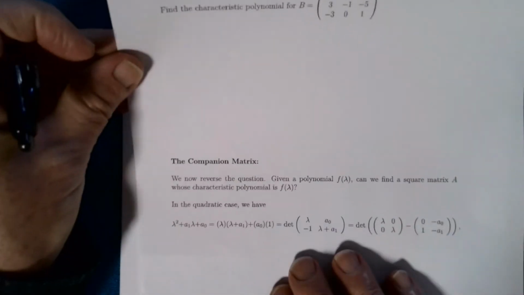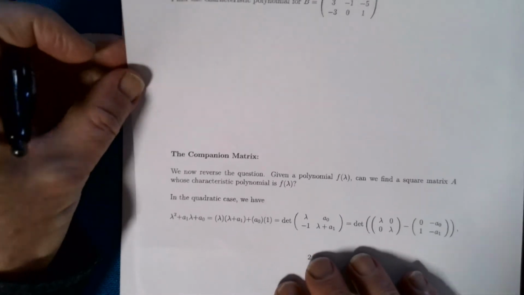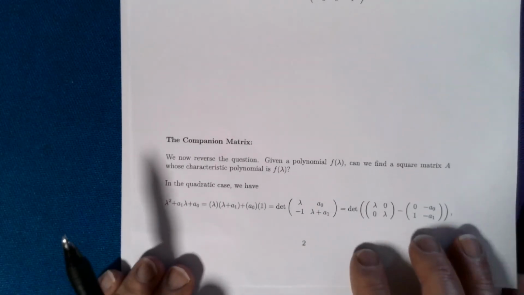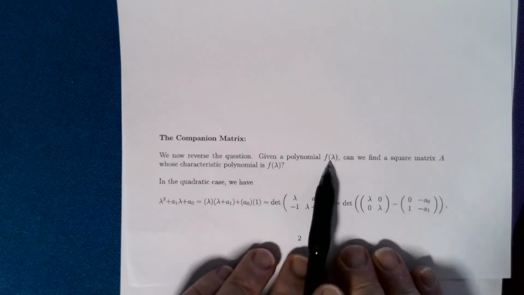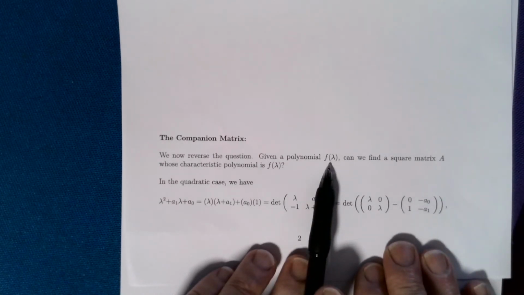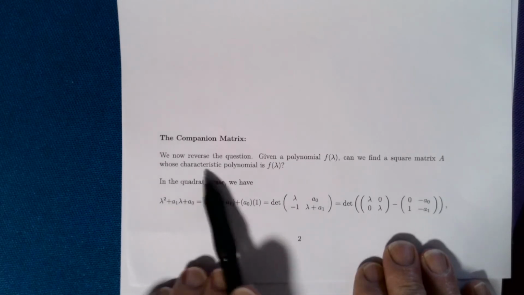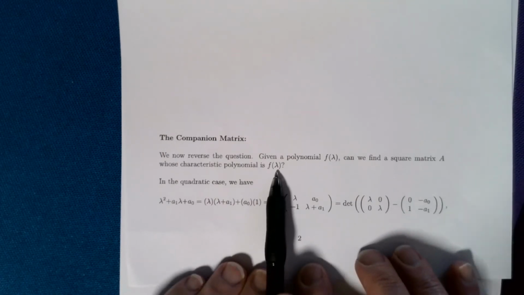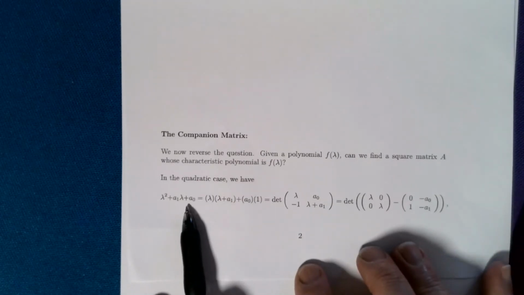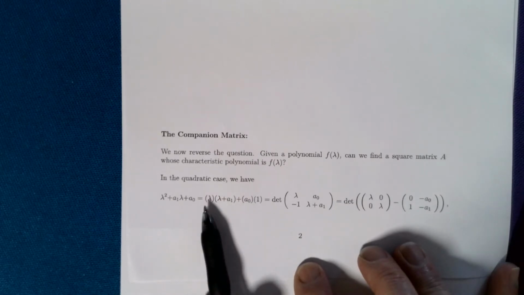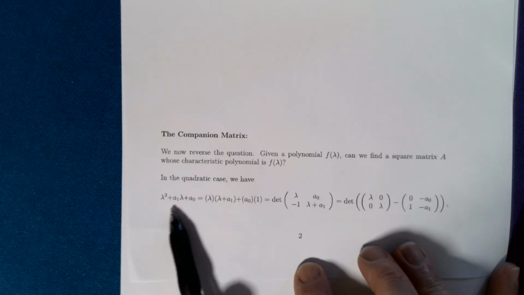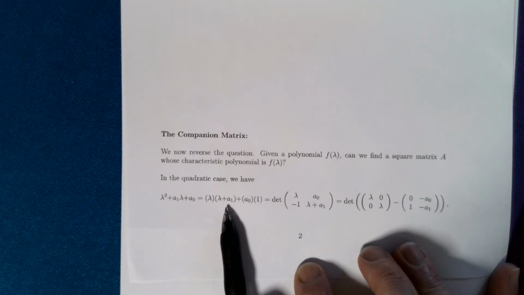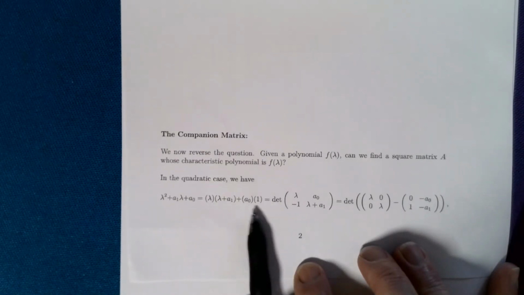Now we want to reverse the question a little bit and say, given a polynomial f of lambda, can we find a square matrix A whose characteristic polynomial is f of lambda? This is really done by pattern matching. Starting off with a quadratic, there's a general monic quadratic, and I'm going to write this in a special way. I take a lambda out of this, so I have lambda times lambda plus a1, and then I'm going to write the a0 as a0 times 1.